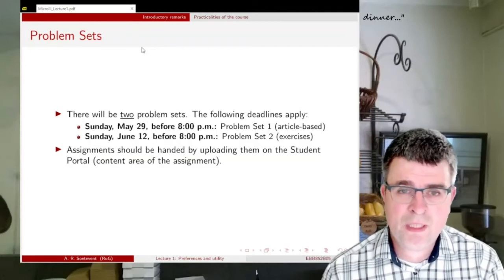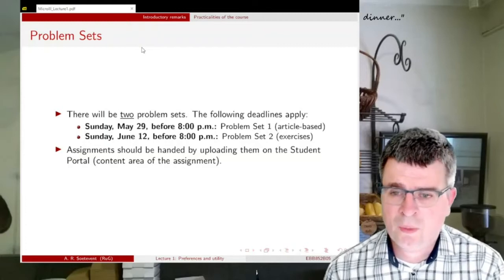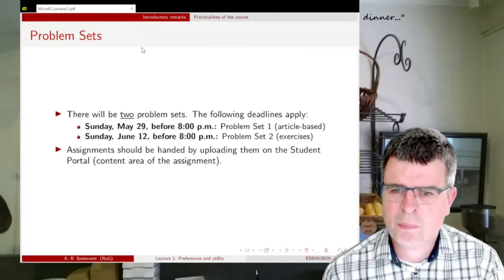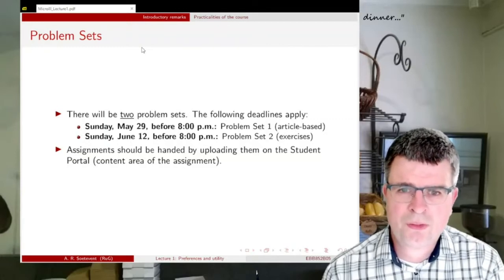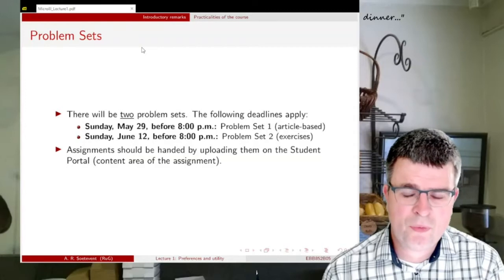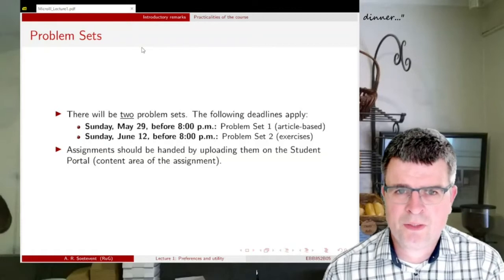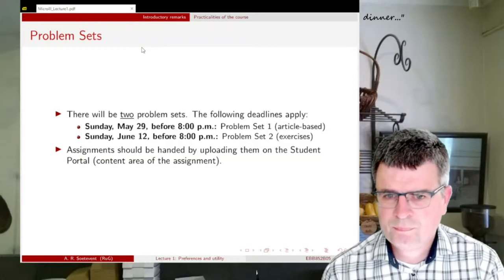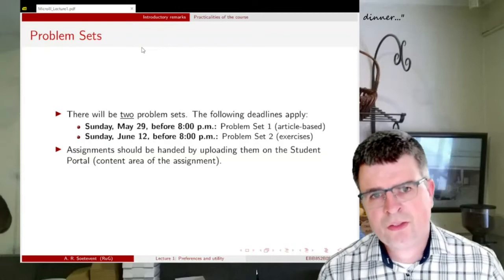And I really can recommend not starting just before the deadline, because then you will find out that you started too late. Also the deadlines of the two assignments are pretty close together. They are both near the end of the block. So it may pay off not to focus on problem set 1 before May 29 and only then start working on problem set 2, but also to already pay some attention to problem set 2 in the coming weeks. And you should hand them in by uploading them in the student portal.